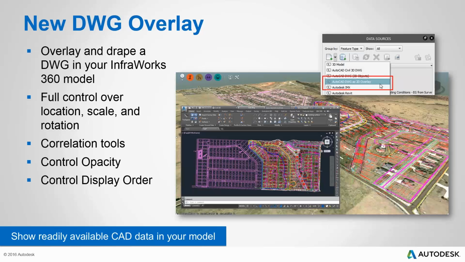And so now you can overlay DWGs, drape them on your InfraWorks model, and we've given you full control over the location, the scale, and the rotation, so that you can precisely place those overlays. You can control the opacity and display order, so you can really leverage DWGs in this overlay manner in your design process. And again, the key goal is to leverage all of the investment that you have in DWG and also the rich set of tools in Civil 3D for creating that information that you can use in InfraWorks. So we've really gotten some great feedback on this feature, so pleased about that one.